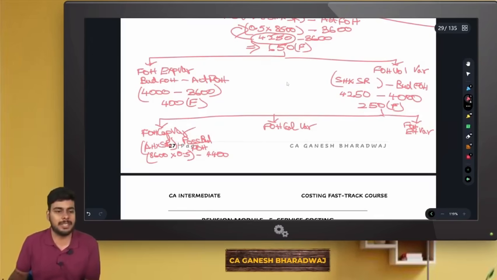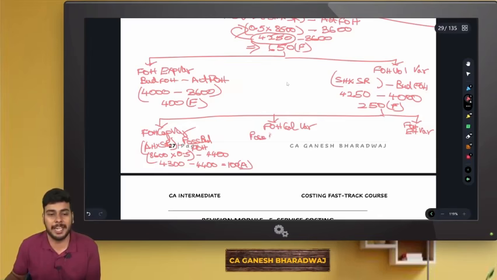So tell me, 8,600 into 0.5, how much is this? 4,300 minus 4,400. This is going to be what? 100 adverse. Correct or not? 100 adverse.